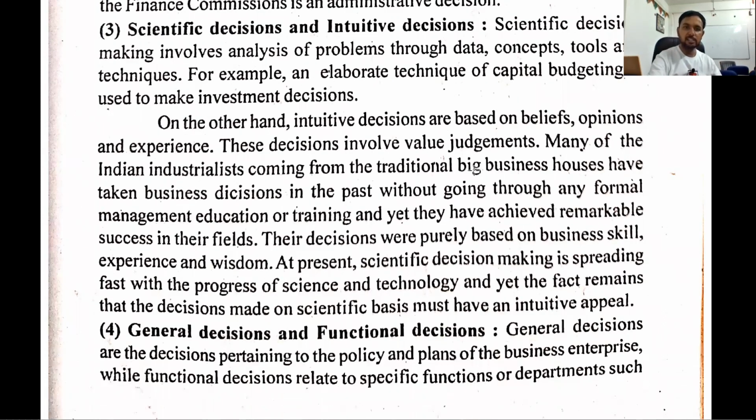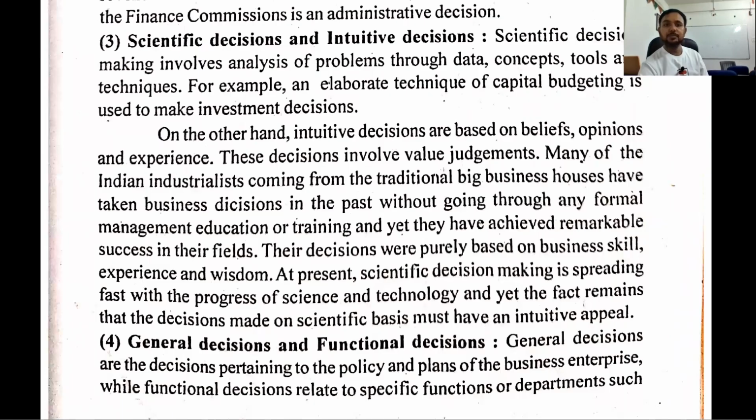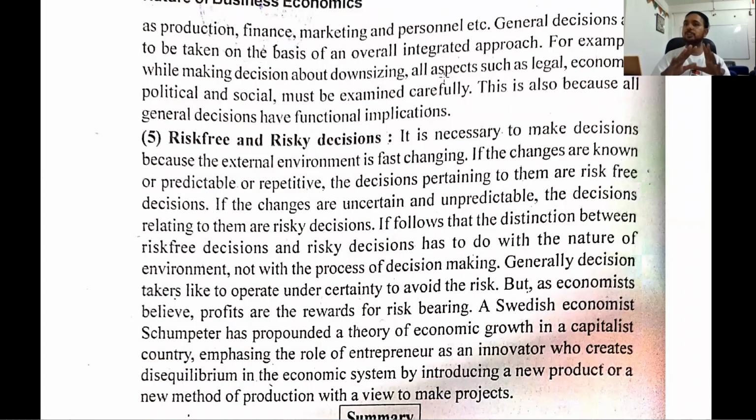Now the next point on the screen is general decisions and functional decisions. What are the general decisions and what are the functional decisions? Let's read it. General decisions are the decisions pertaining to the policy and plans of the business enterprise, while functional decisions are related to the specific function of the department, such as production, finance, marketing, and personnel, etc. General decisions are the decisions which affect the whole company, the whole enterprise, the whole firm. All the departments of the company are equally affected by the decisions that are called general decisions.